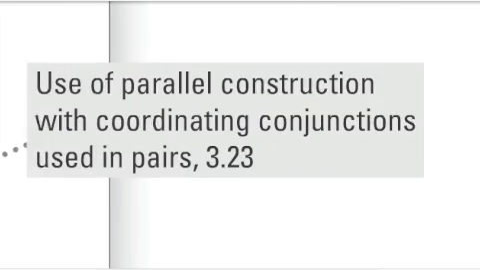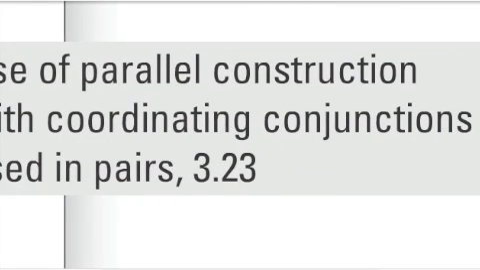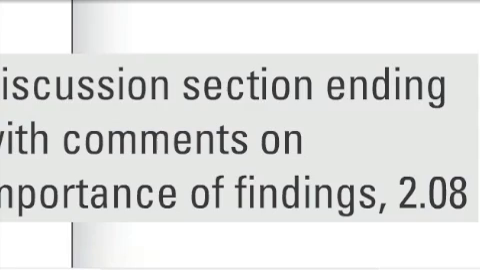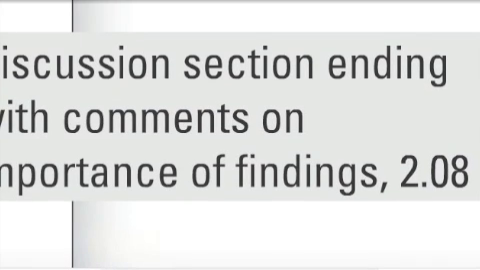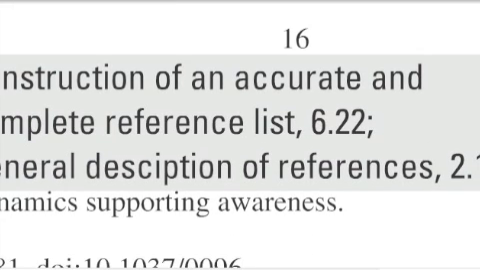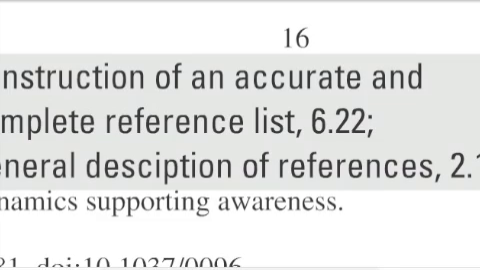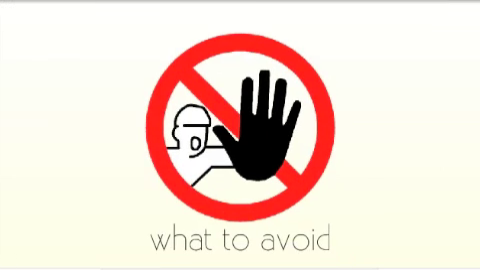When you get to the other parts of the paper, several rules are going to be there. Use parallel construction. People are very bad about not using parallel construction with coordinating conjunctions, putting things together using and, or, if, then. There must be parallel construction. Another thing that's important is to discuss session endings with comments on the importance of the findings. Construct an accurate and complete reference list. Be sure that you look at your reference list and that you have them starting on a separate page.